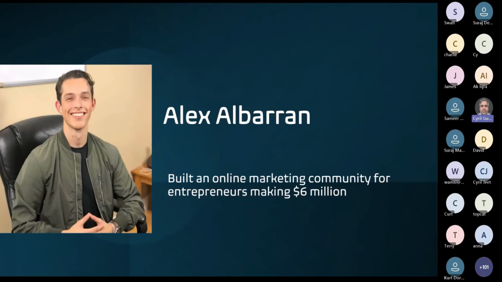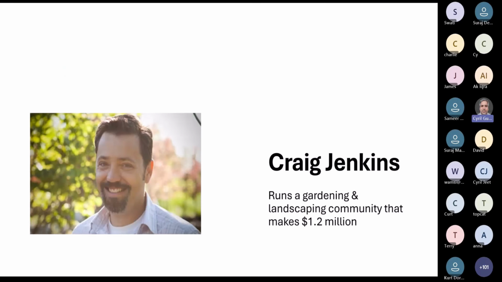Then we got Alex Albaran. Look at this young chap. He's built a marketing community online for entrepreneurs, and he's making $6 million. Crazy numbers. Craig Jenkins, he runs a gardening and landscaping community, right? He teaches people how to grow things in the garden, how to make their garden more beautiful, how to landscape and make their surroundings more beautiful. He's built a community on that. I didn't think that actually you could do that. In all my videos where I talk about products, I go for this fun topic.